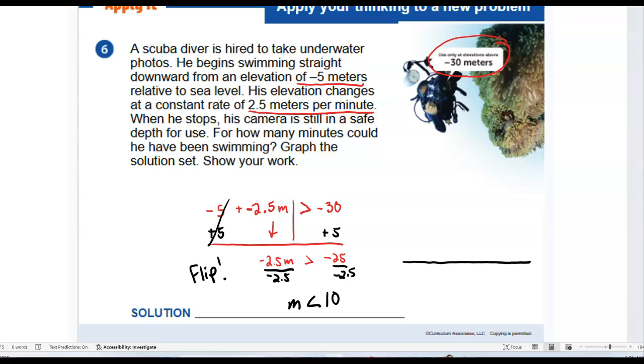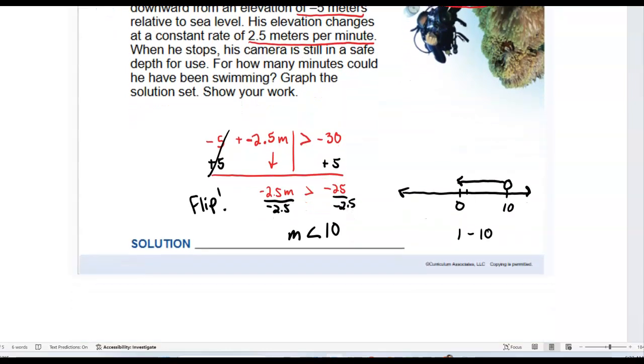Let's graph this solution. So if here's 0 and here's 10, what type of circle will I have? It's going to be an open circle, and it's going to be everything less than 10, so everything all the way down to 0. Now again, he can't swim for negative minutes, so it's going to basically be everything between 0 and 10, or like 1 to 10 minutes works. And he can go for half minutes here. Like, it's not like he's going to a store and trying to buy a full thing. So it could be like 1.5, 2.5, etc. So 1 to 10 minutes is up to when his camera is going to work.